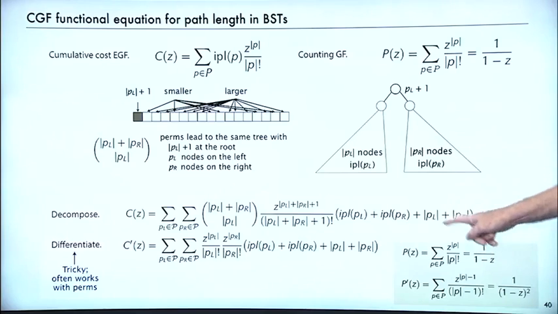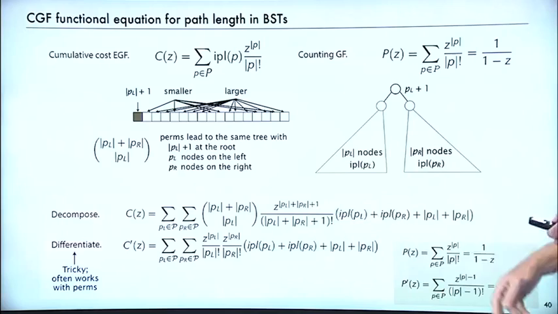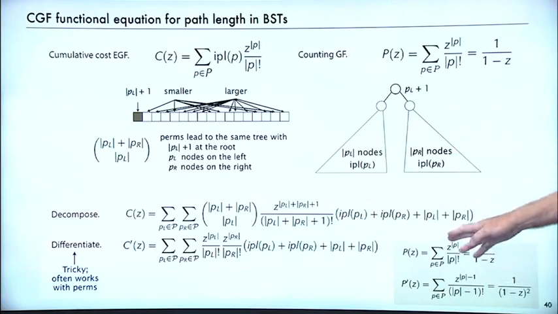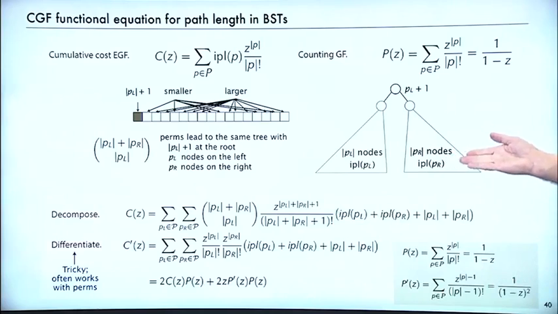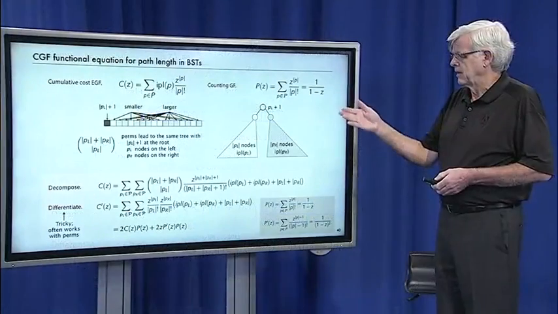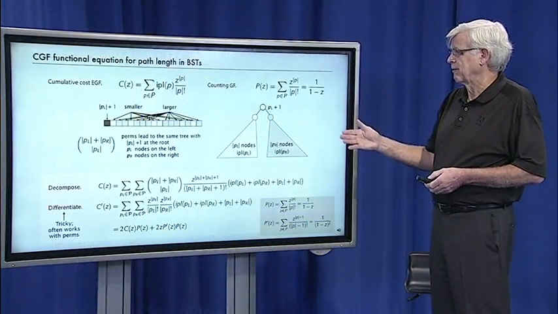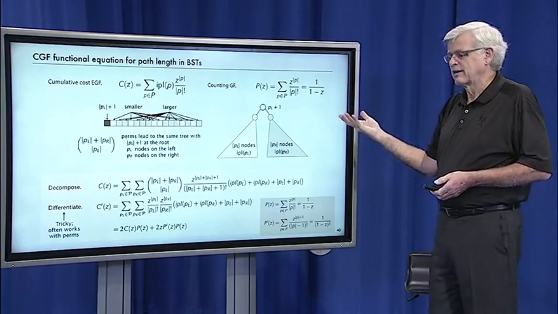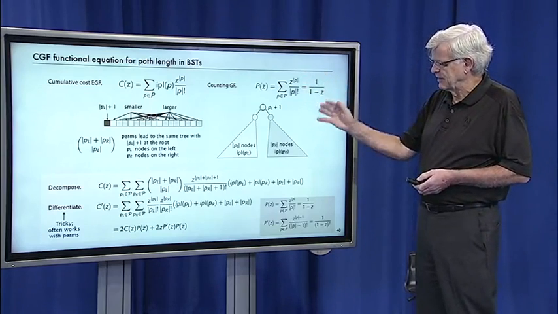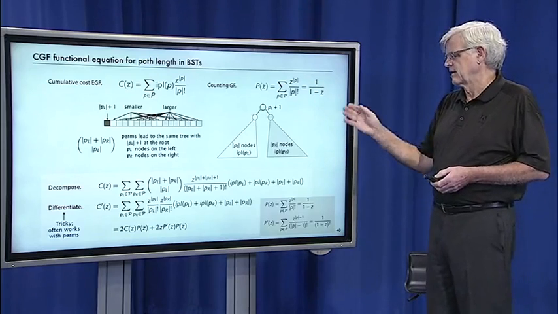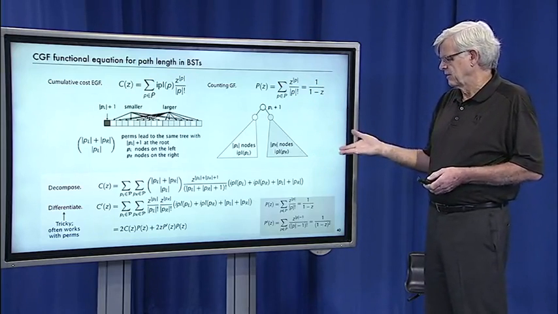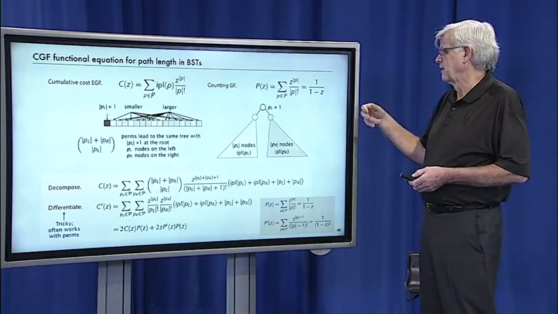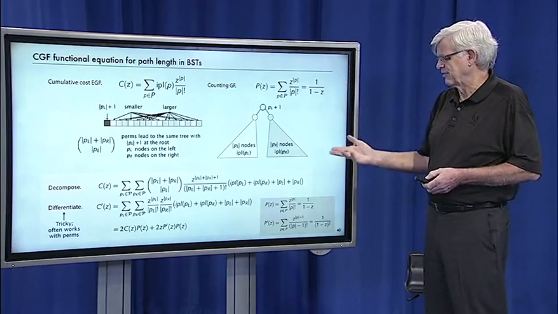P of z over p factorial is just p of z, and p prime of z is the one that takes care of p-l over p-l factorial is p-l minus 1 factorial, so use this equation. And then again, we get a very simple differential equation now for the cumulative cost exponential generating function for path length in BSTs. And the decomposition is important. It's got to be precise, it's got to be correct, but once you have that decomposition, you automatically get a relationship that the exponential generating function for the cumulative cost and the counting GF have to satisfy.